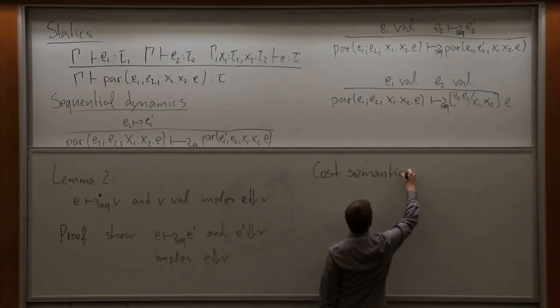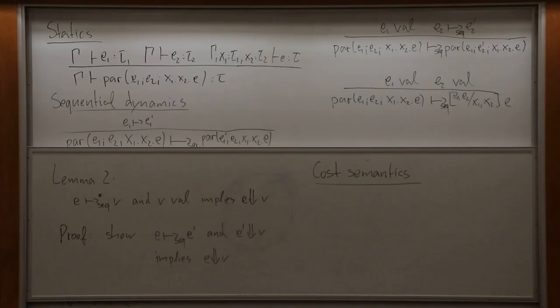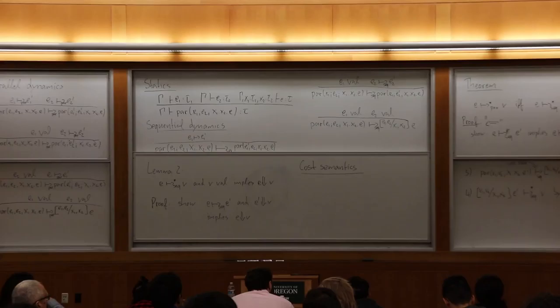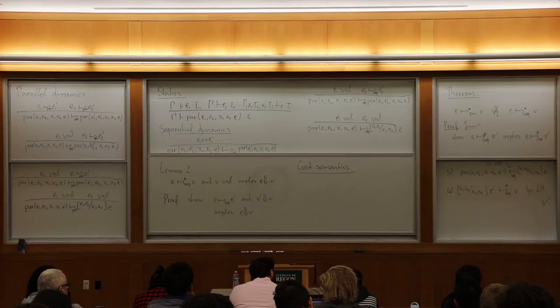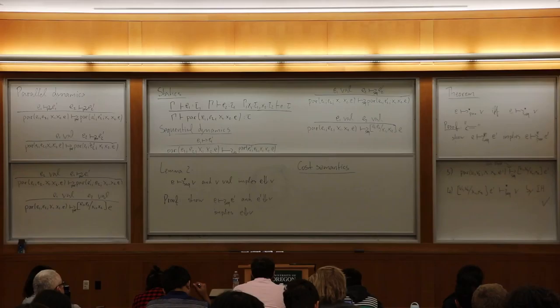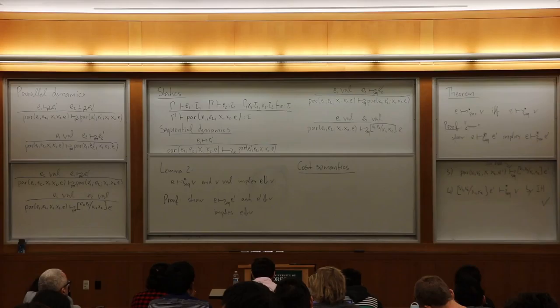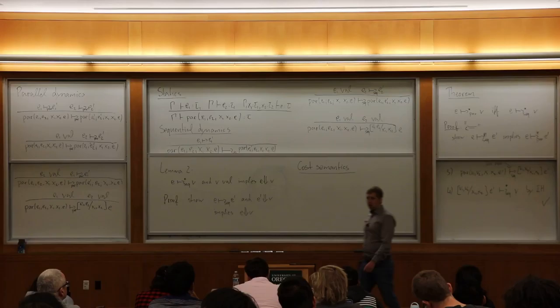Now we want to talk about cost semantics again. Oh, yes, the same, I didn't write that, a good point. Now we only looked at the sequential, but you can prove the same thing and replace the sequential with parallel. And the proofs are almost identical. Okay.